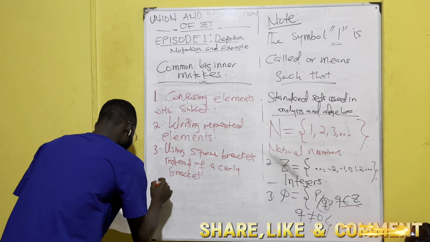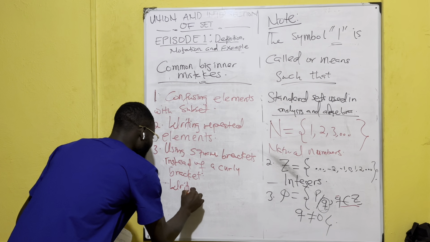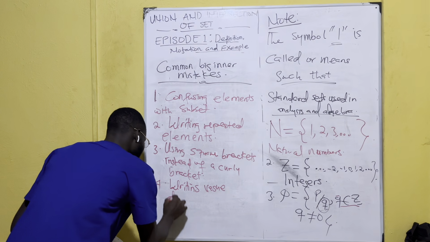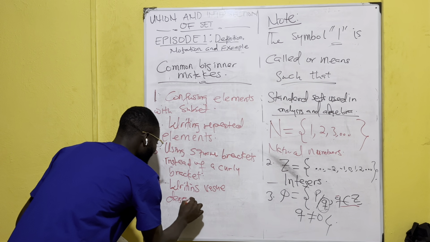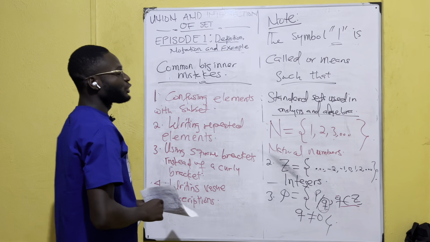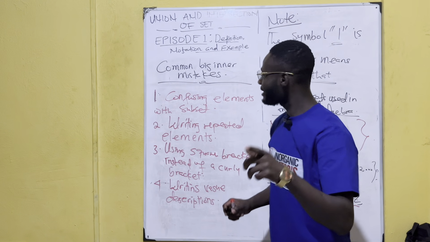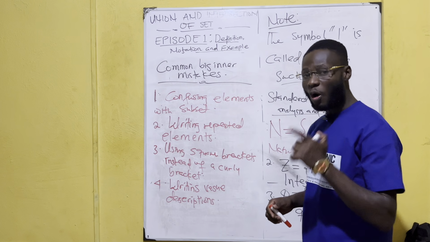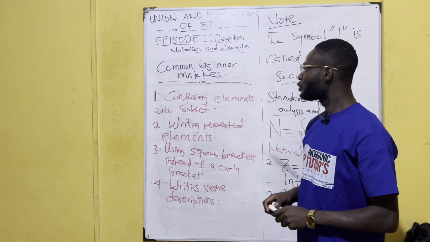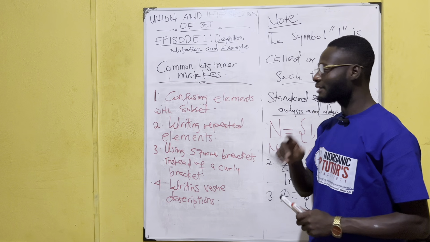And the fourth one is writing vague descriptions. So these are the mistakes that you as a beginner can commit, or can try to do. I've really stressed on that. I don't want you to commit that mistake.